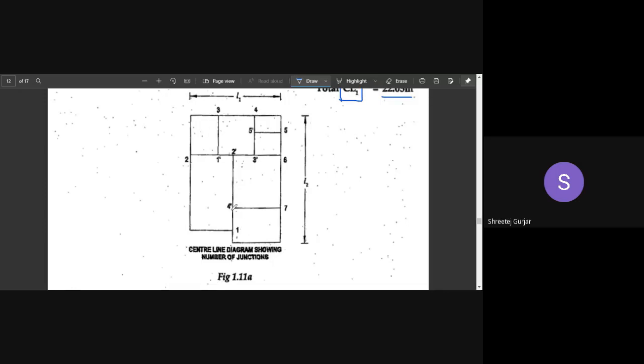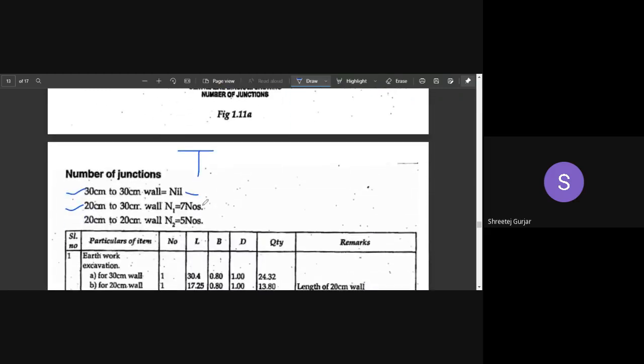So this is a 20 centimeter wall getting into my 30 centimeter wall. This is my 30 centimeter wall, and this is a 20 centimeter wall which is getting into the 30 centimeter wall. So this is forming a T type of junction. So this is my first junction. This is also a 30 centimeter wall, and a 20 centimeter wall is getting into it. So this is forming a T junction, my second junction, number 2. This is my number 3. This is number 4. Number 5, number 6, and number 7. So how many T junctions by 20 centimeter wall getting into 30 centimeter wall? We have 7 numbers.